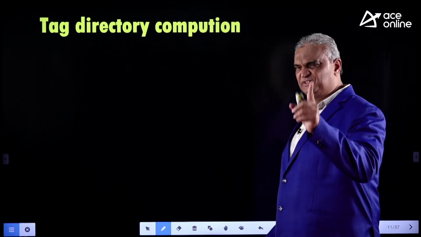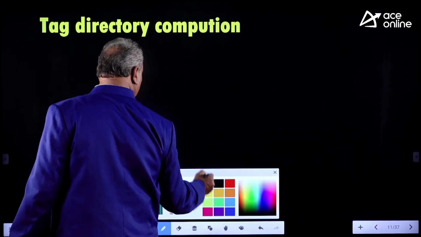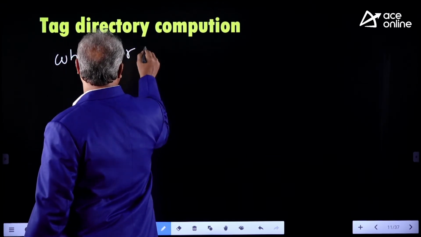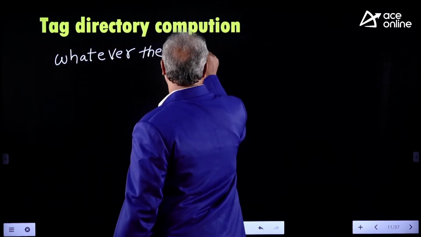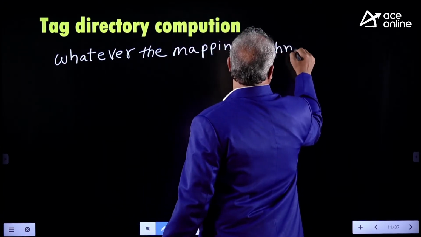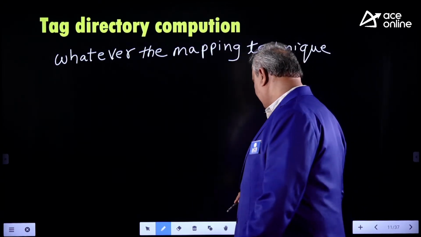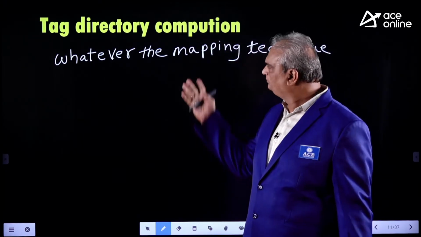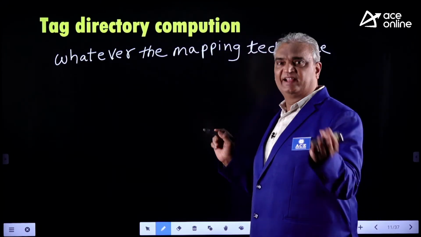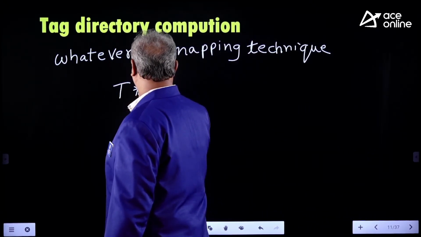Tag directory computation is very, very important. Whatever the mapping technique, whether it is direct mapped cache, block set associative, or fully associative, how do we find the tag directory size? In this, it is T into CL only.